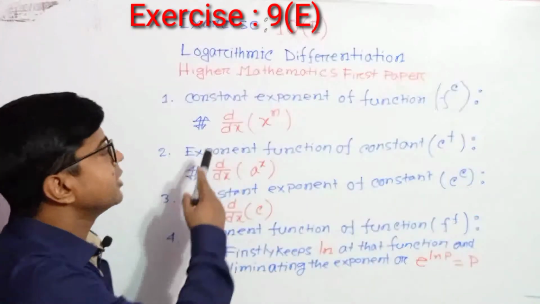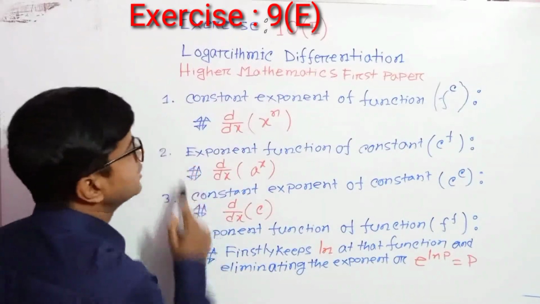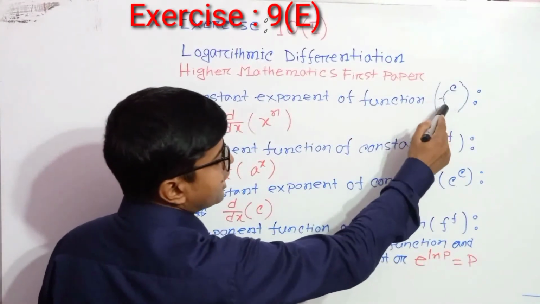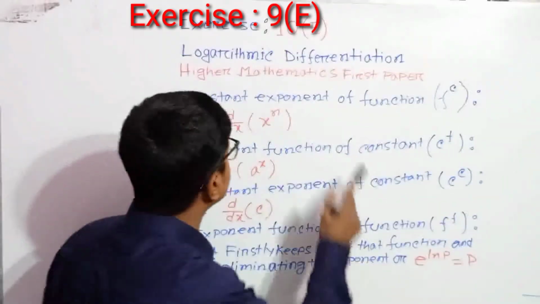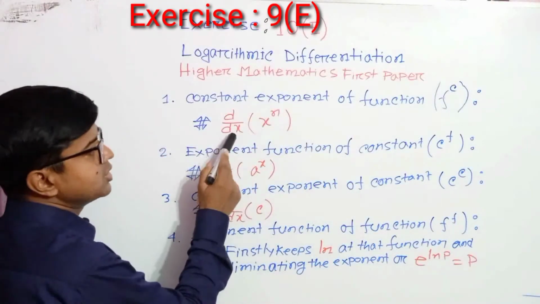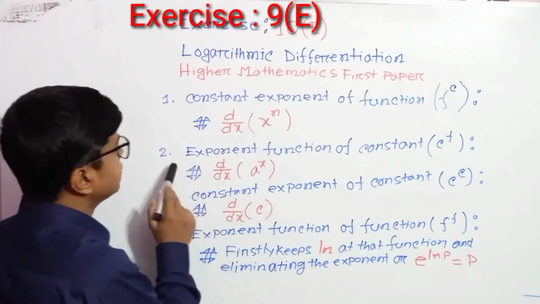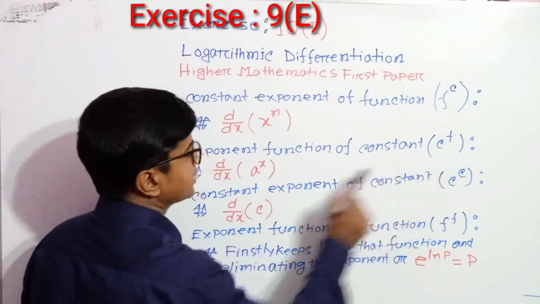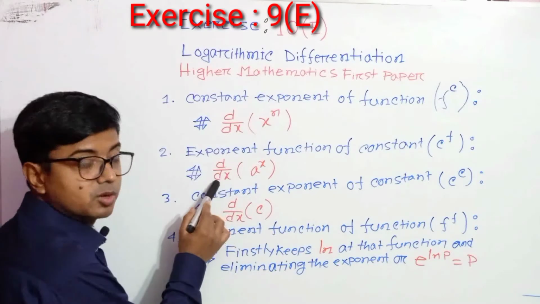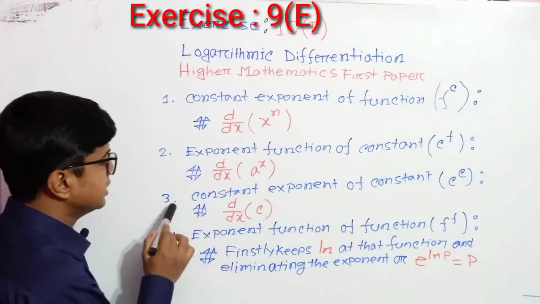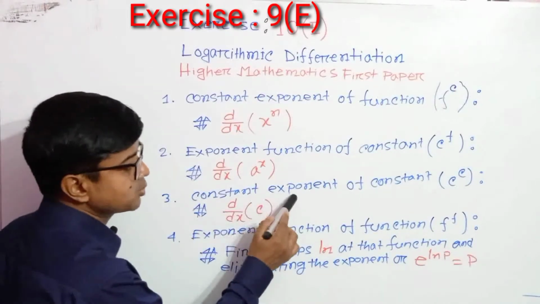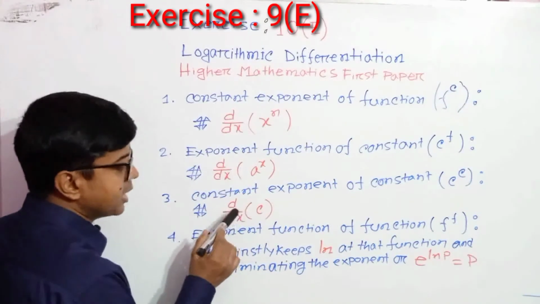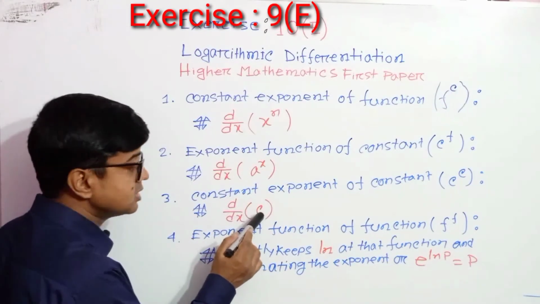Look at the board, here are some formulas. Formula number 1, constant exponent of function, f to the power c. F means function, c means constant. In this case you can apply the formula d/dx of x to the power n. Formula number 2, exponent function of constant, c to the power f. In this case you can apply the formula d/dx of a to the power x. And formula number 3, constant exponent of constant, c to the power c. In this case you can apply the formula d/dx of c, c means constant.